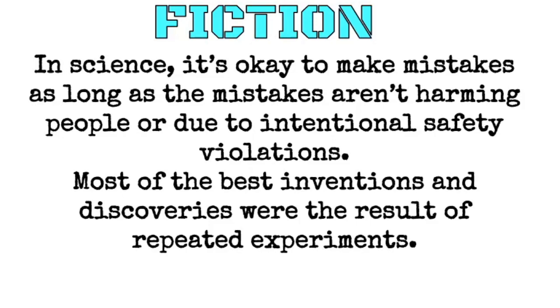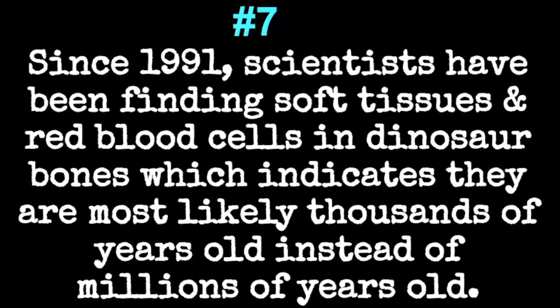So here we go with the final one, number 7, and it says that since 1991, scientists have been finding soft tissues and red blood cells in what they thought were ancient dinosaur bones, which indicate that they are most likely thousands of years old instead of millions of years old, which means that they would align more with the Bible and the flood account than what we've been told. So is this fact, or is this something I made up to mislead you into believing the Bible? So go ahead, record your answer, and pause the video.